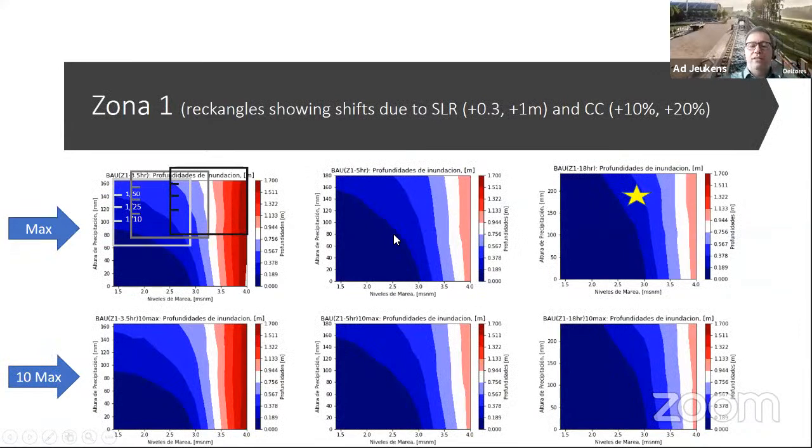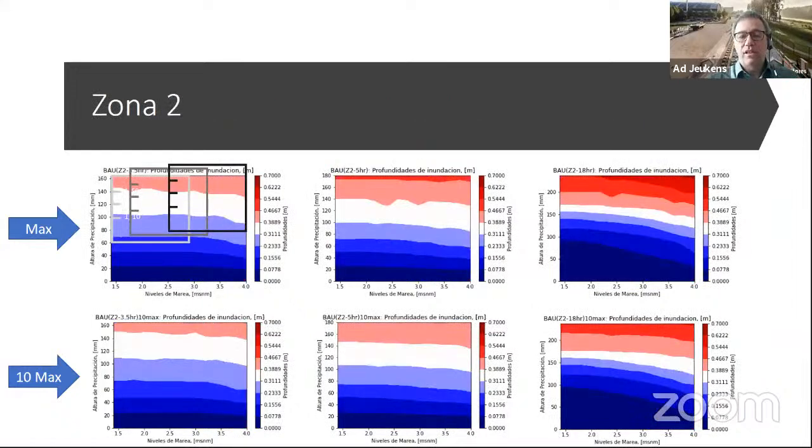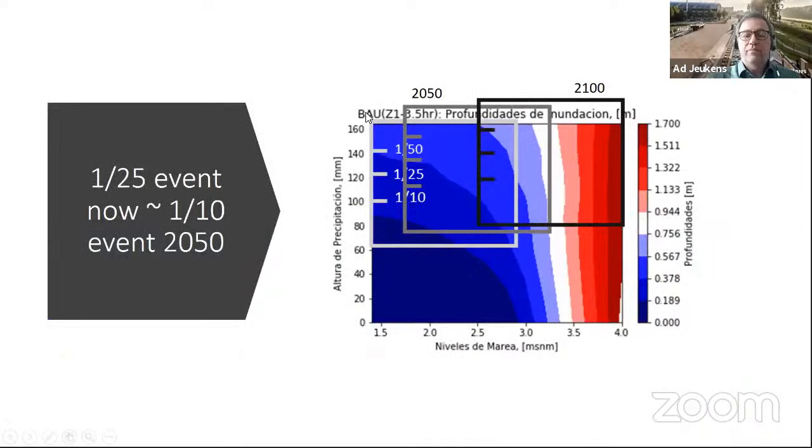And then you get these type of plots for the different zones. So we have 3 plots for each zone, one for a 3.5 hour rainfall event, 5 hour rainfall event, and a 12 hour or 18 hour rainfall period, which is more representative of rainfall during El Nino conditions. So this has been done for each zone. And basically the shifts that we found from literature indicate that the 1 in 25 year rainfall event is a 1 in 10 rainfall event in the future, 2050. So when designing solutions, you should take that into account.